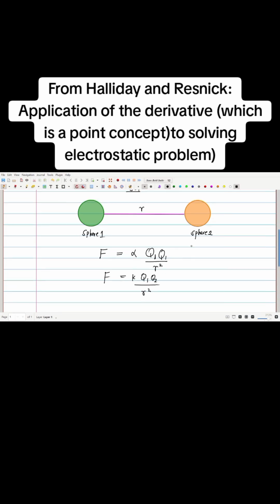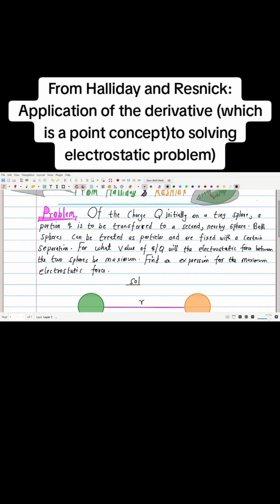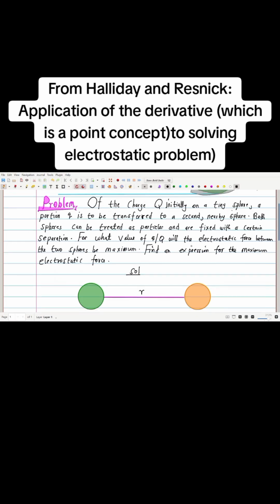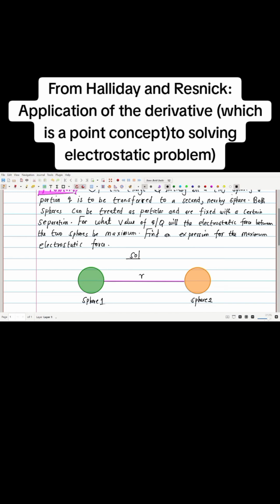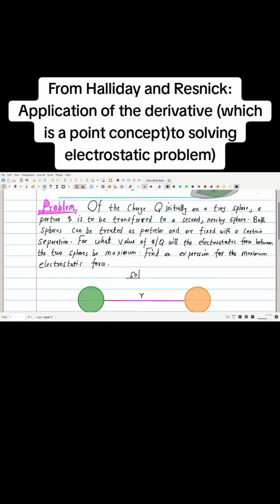Now, let's look at the problem once again. Of the charge Q, the total charge in sphere 1, you are seeing over here, we're told that is Q. So I can come here and write Q as its total charge, all right? Now, a portion was taken from it. What is the portion? Lowercase q is to be transferred to a second nearby sphere, all right?